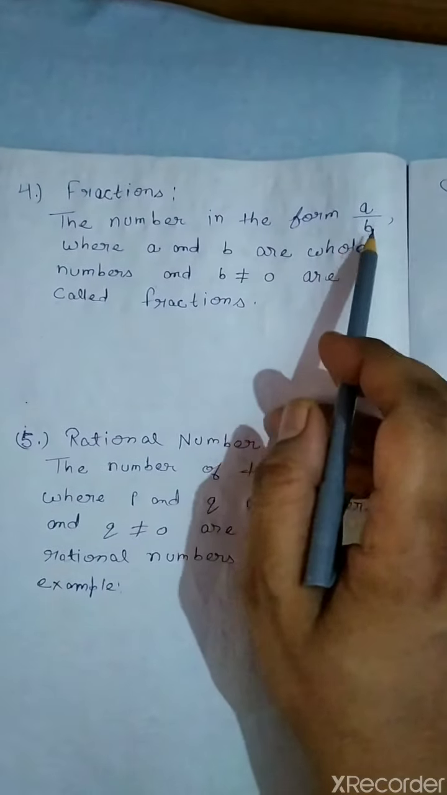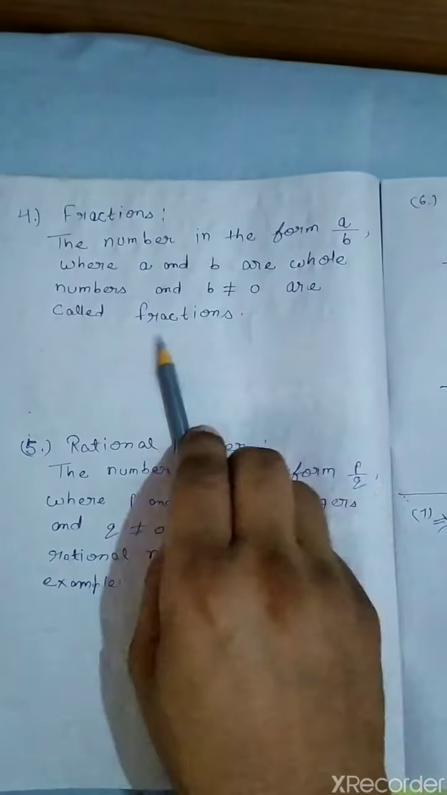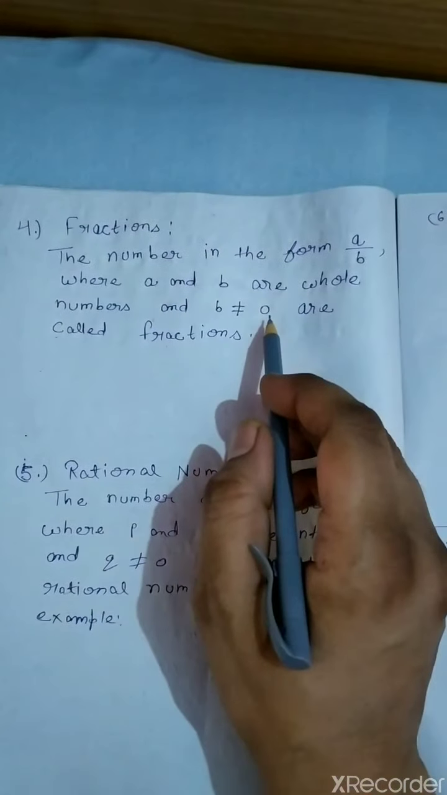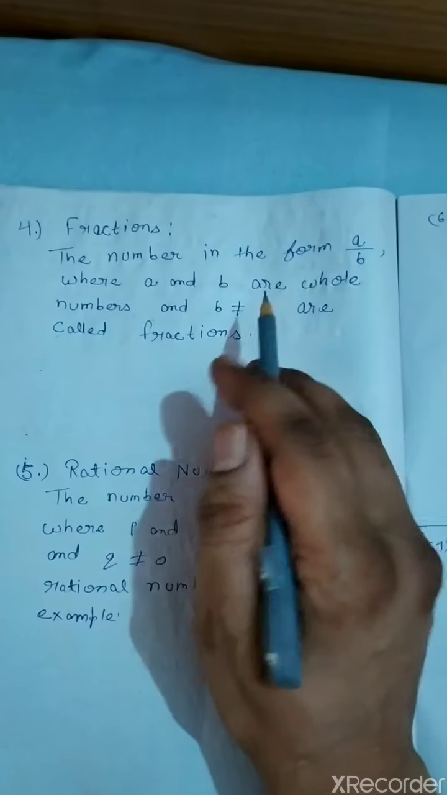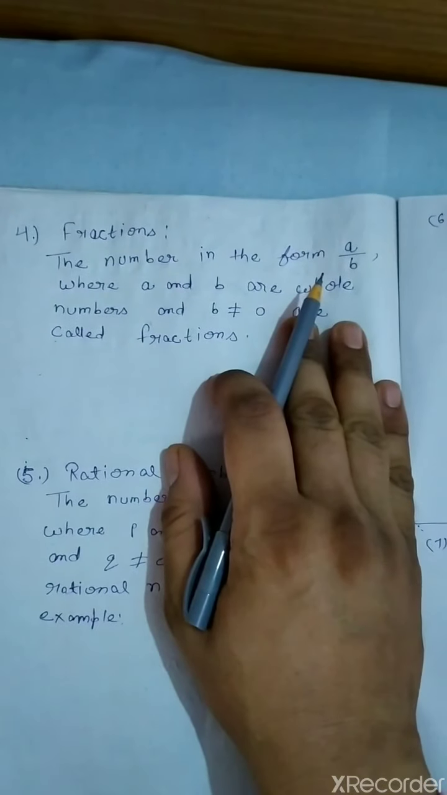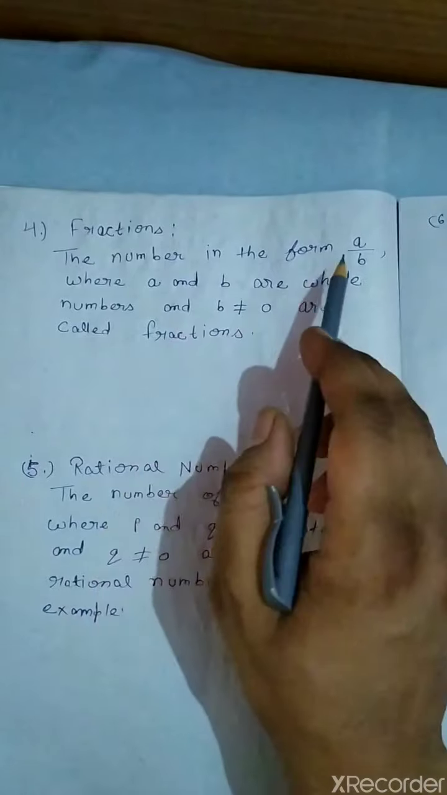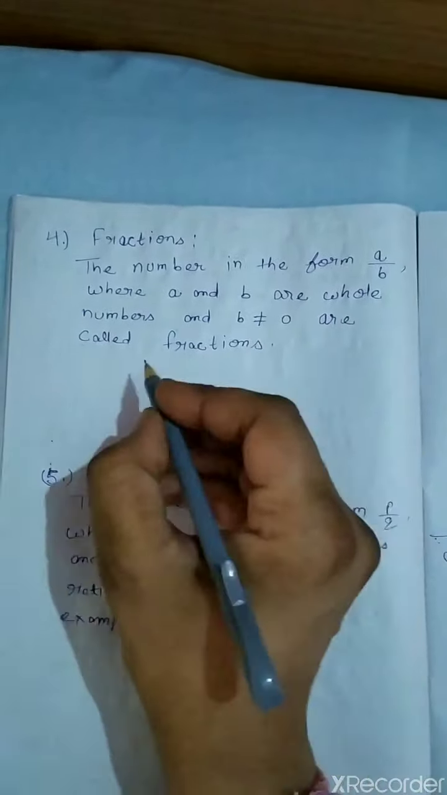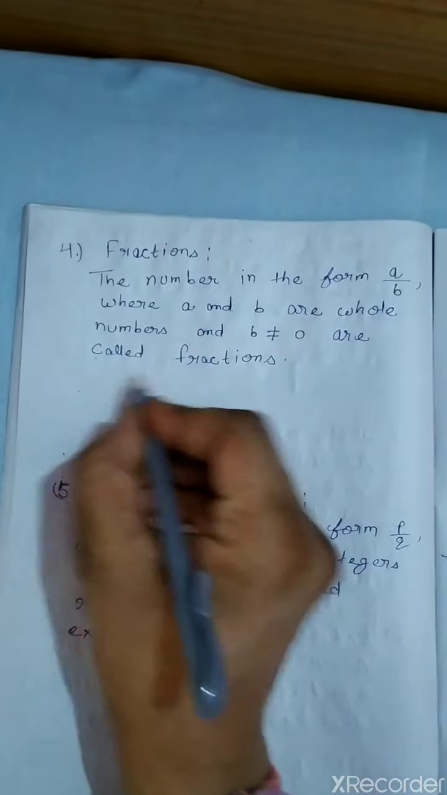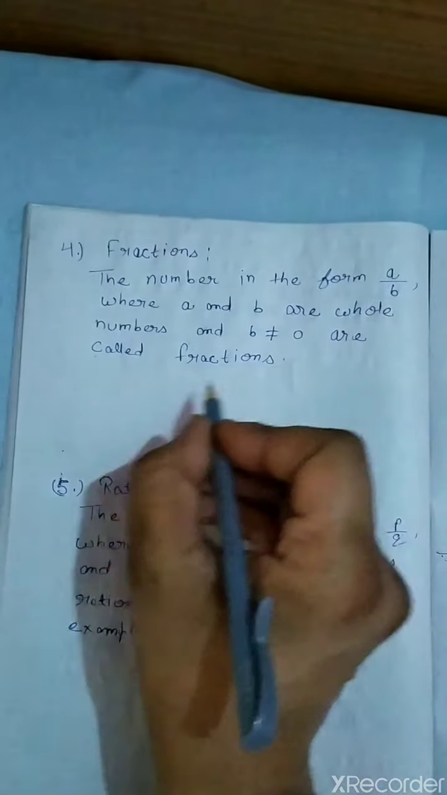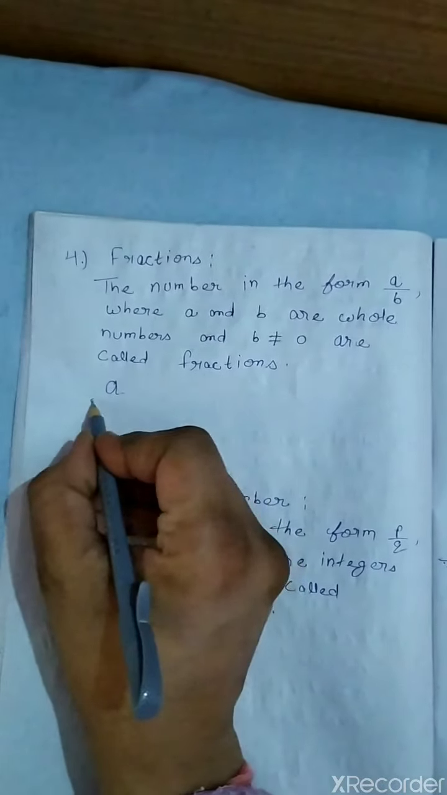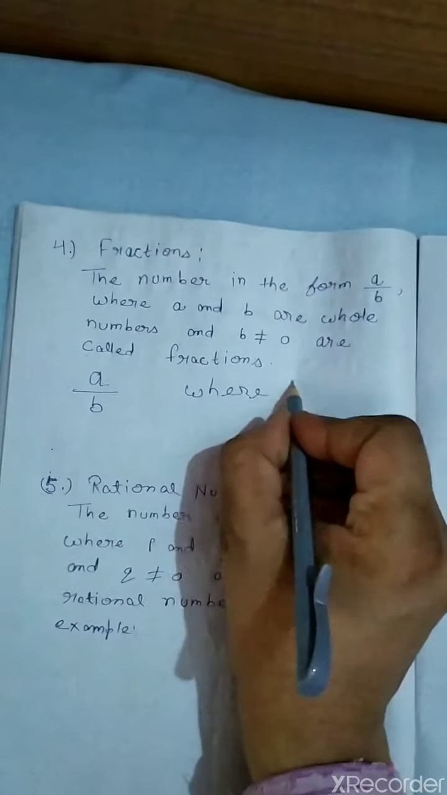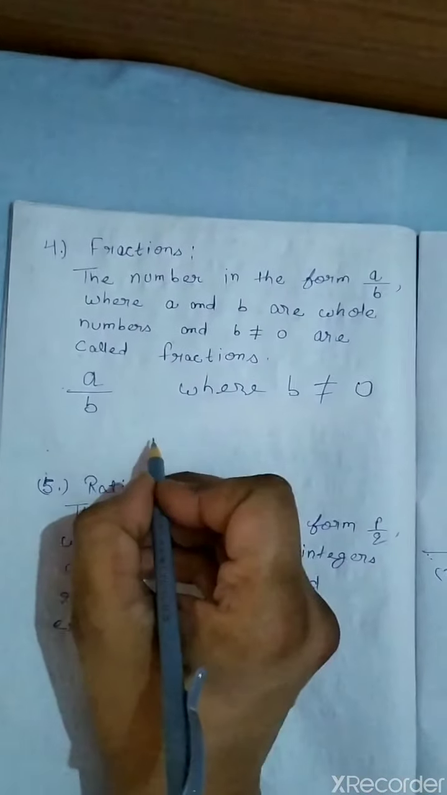Now the next point: fractions. A number in the form a by b, where a and b are whole numbers and b is not equal to 0, is called a fraction. The definition for a rational number is similar, but here the difference is that a and b are whole numbers, that means they are either positive or 0. The number is a by b, where b is not equal to 0.